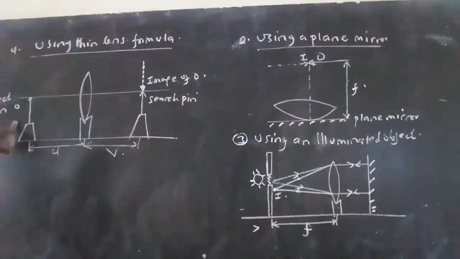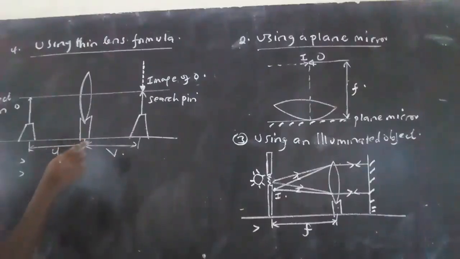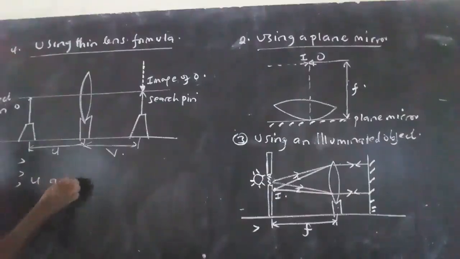the lens. Number 1: an object pin O is placed at a distance U greater than the focal length of the lens, in front of the lens. Next point: a search pin is placed behind the lens and it is moved to and fro until it coincides with the image of O. Then the distances U and V are measured and recorded.